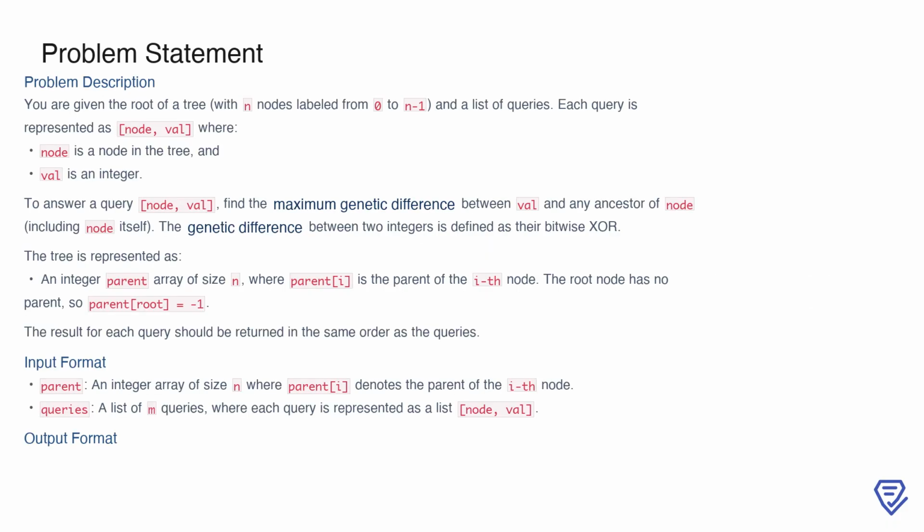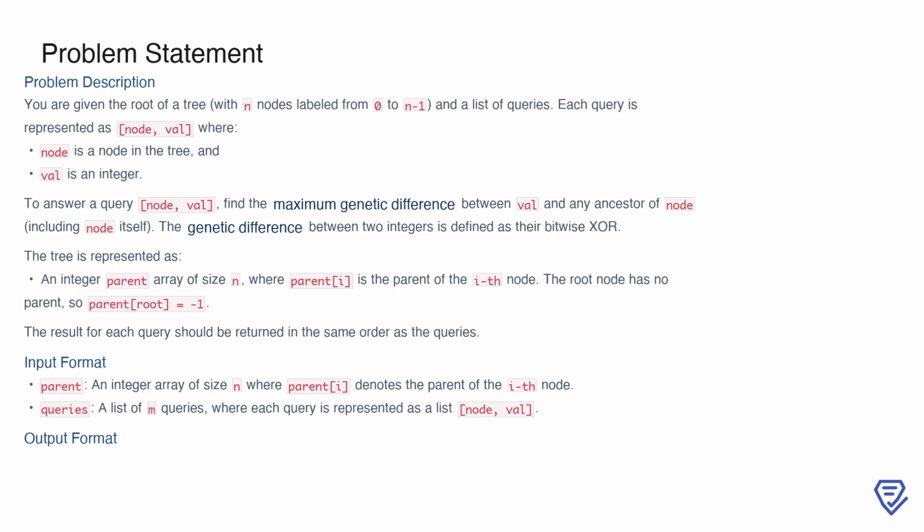In this problem, you're given a tree with n nodes labeled from 0 to n-1 and a list of queries. Each query is represented as a pair, a node in the tree and an integer val. The task is to determine the maximum genetic difference between val and any ancestor of the given node. This includes the node itself.